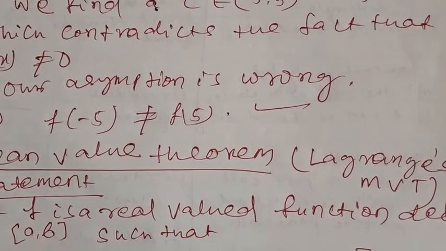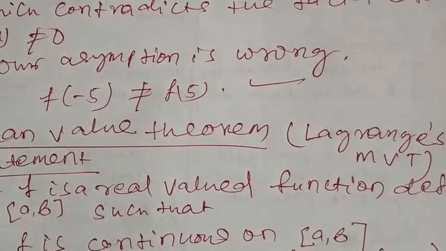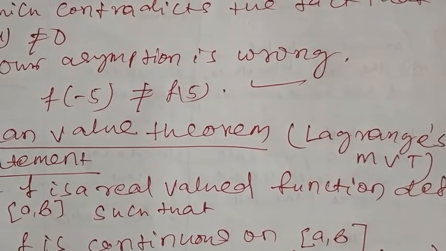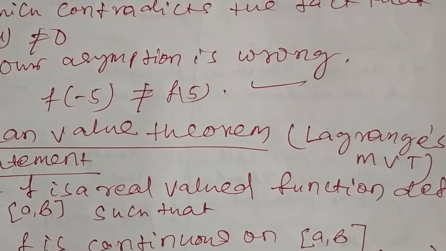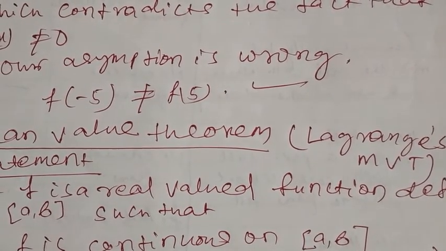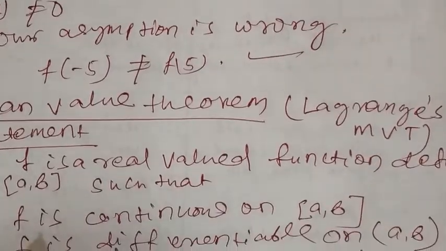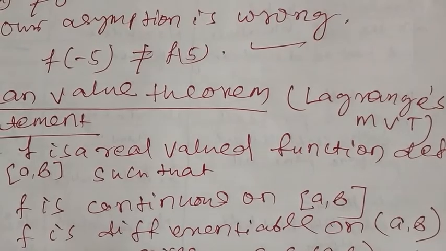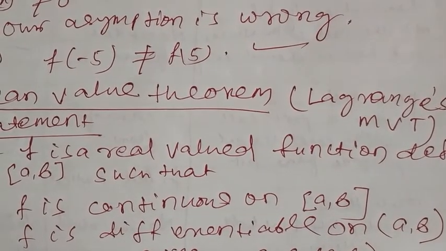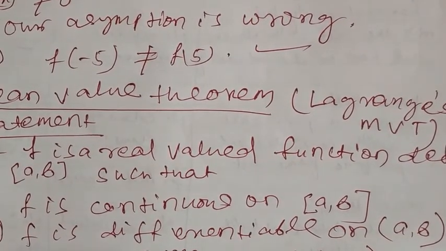Then there exists a C belonging to open interval AB, that lies between A and B, such that f dash C is FB minus FA by B minus A. Okay, f dash C is FB minus FA by B minus A.